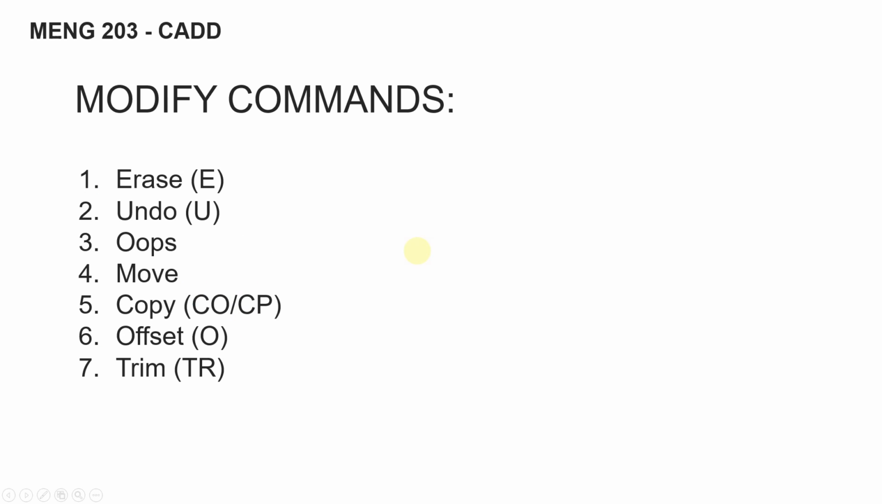So we have different basic modify commands that can be used in AutoCAD. We have erase or E for shortcut, undo or U, oops, move, copy, CO or CP, offset, O for shortcut, and trim for TR. Okay, so we are gonna use those basic modify commands in our AutoCAD software.